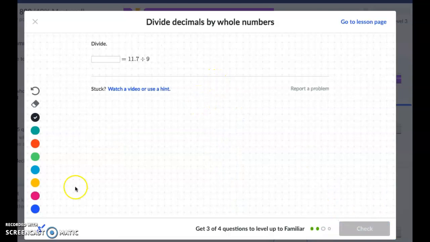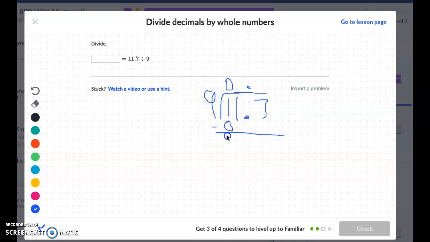11.7 divided by 9, so we're going to go back to what I call the standard method. So 9 fits into 11.7. And again, I'm just going to bring my decimals straight up. 9 fits into 1, 0 times. 0 times 9 is 0. Subtract, and I get 1, and bring down my other 1.